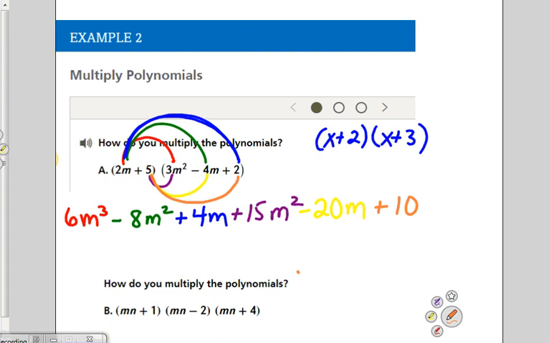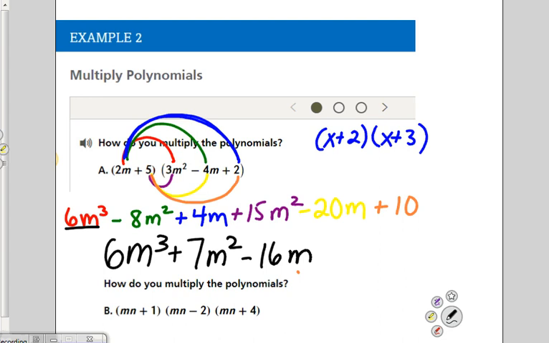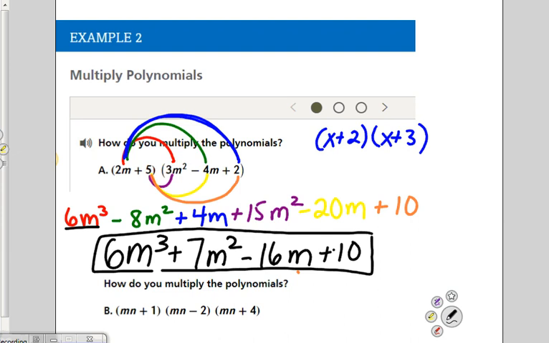Now, seeking like terms, I don't see anything that's going to match up with 6m cubed. It's going to be by itself. It looks like green and purple can combine to make positive 7m squared. Looks like the blue and gold there can combine to make negative 16m. And then the orange 10 is on its own. So that's what we get when we multiply those two polynomials.